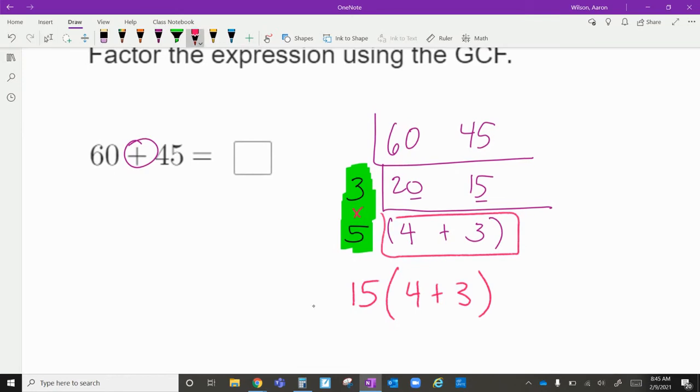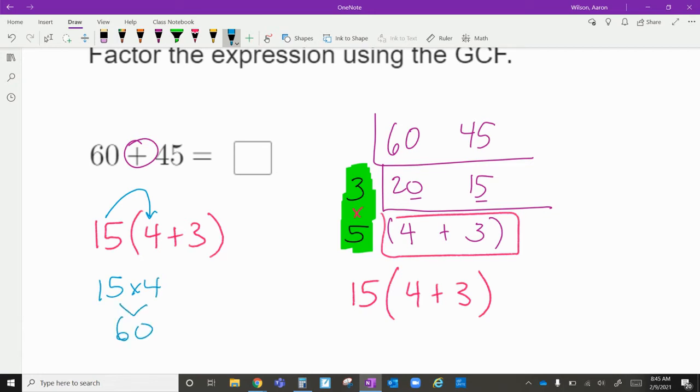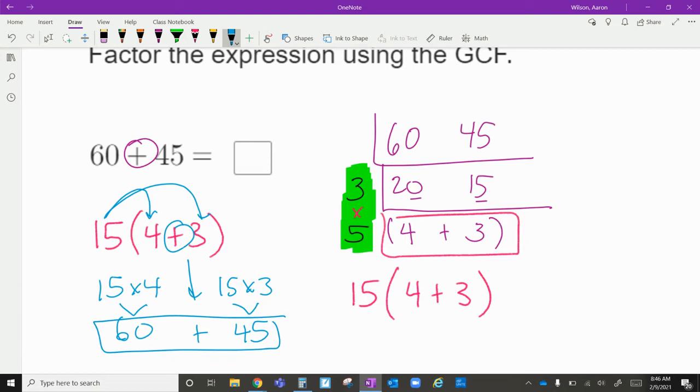We are now going to look at this problem and do the distributive property. Check to make sure we end up where we started. So what is 15 times 4? That is 60. Then we have to do 15 times 3. Well, 15 times 3 is 45. And of course, we bring down the addition sign. And look at that. We end up where we started.